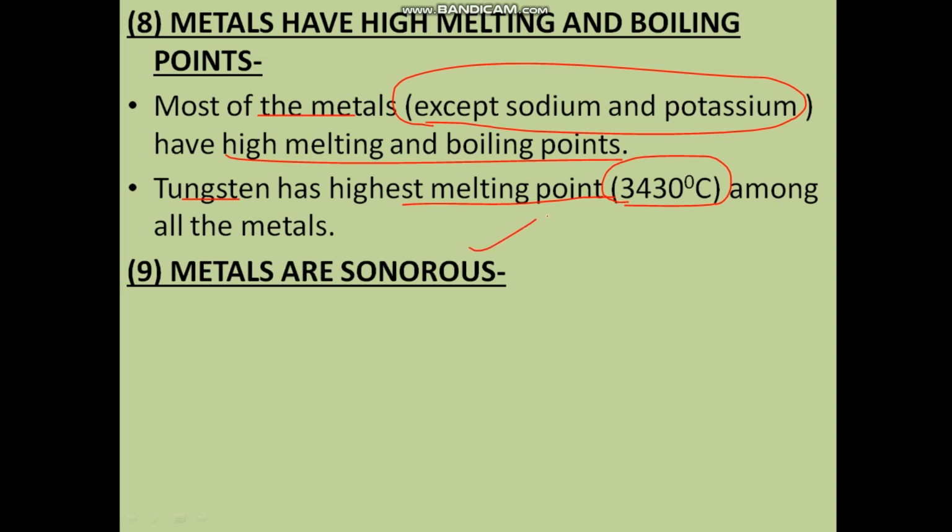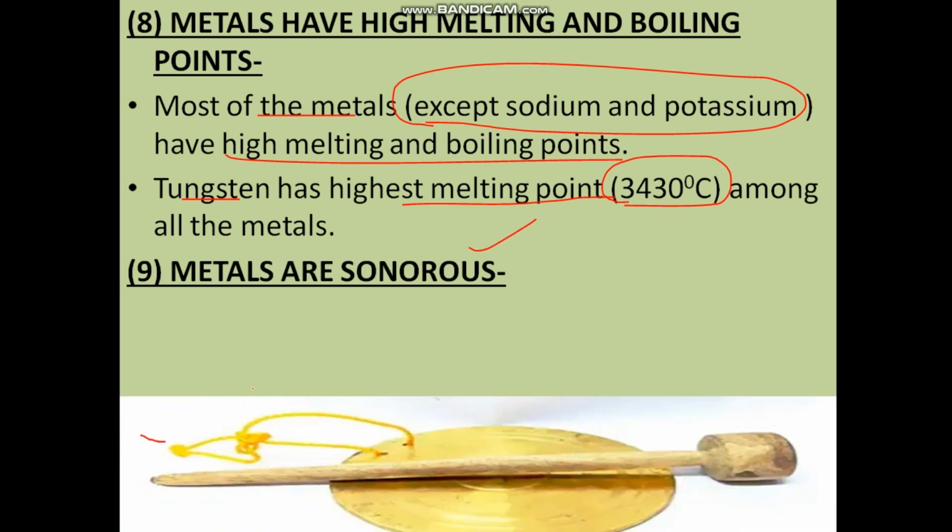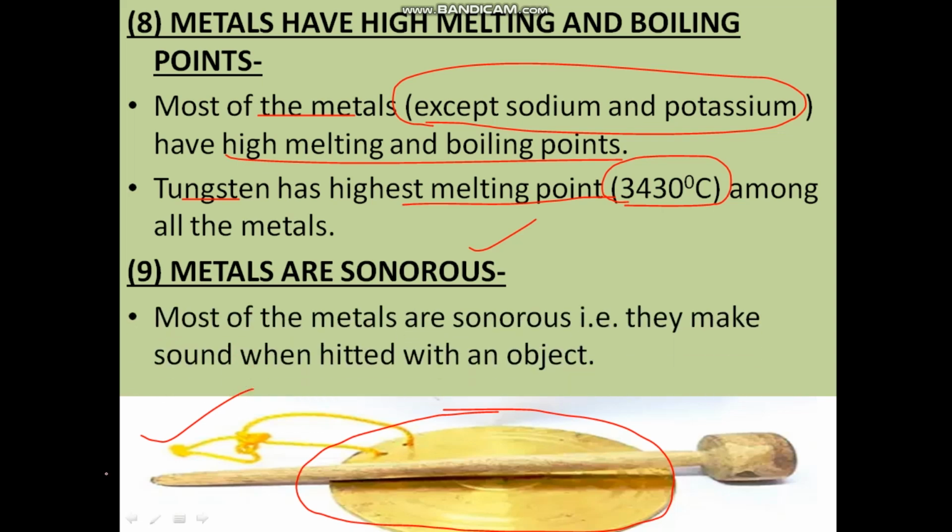Metals are sonorous. Here you can see in this picture, we are using this kind of metallic plate-like thing in our school that produces sound. Most of the metals are sonorous. That is, they make sound when struck with an object.